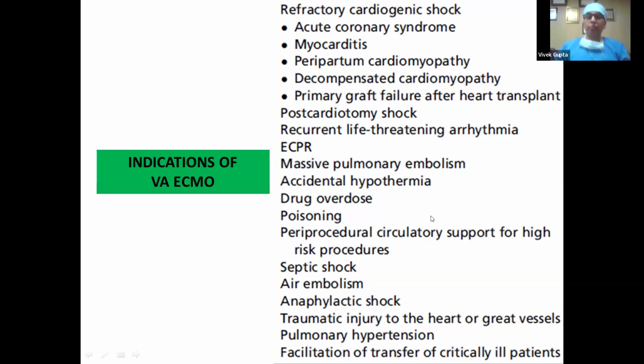Accidental hypothermia, drug overdoses, poisoning with drugs like calcium channel blockers and beta blockers, periprocedural circulatory support, septic shock, especially septic myocarditis, where VA ECMO will be beneficial, embolism of any origin, anaphylactic shock, or any traumatic injury to the heart and great vessels where we need to support the cardiac output. And it helps to facilitate the transfer of critically ill patients who are at risk of cardiovascular collapse during transplantation.